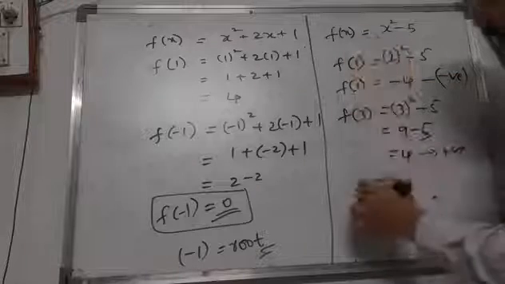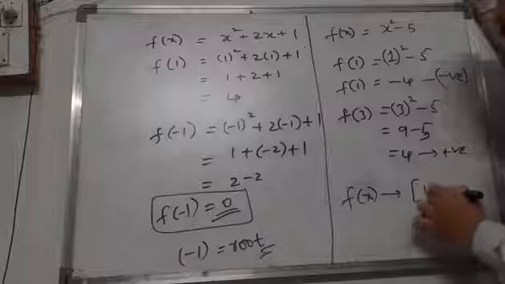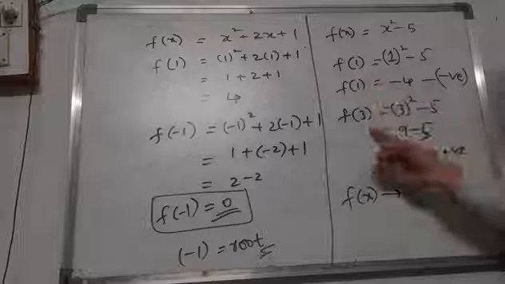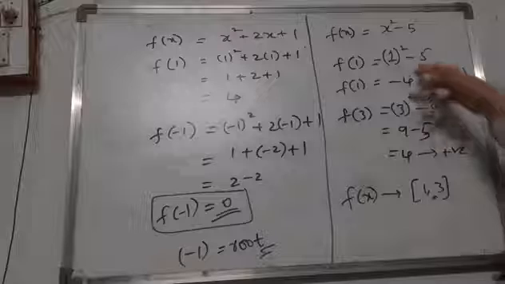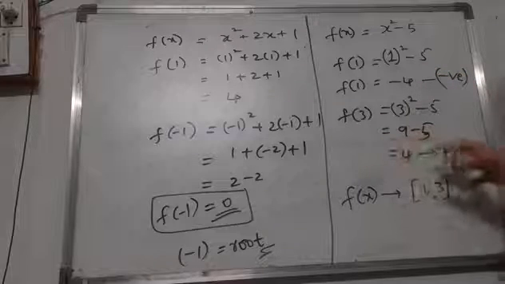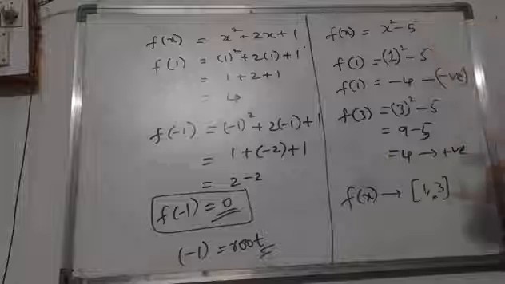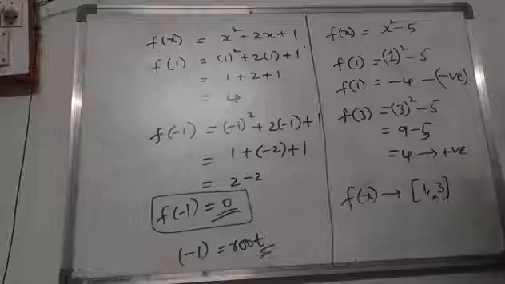Now this function is continuous between the interval 1 comma 3. If you take 1 you get a negative value, and if you take 3 you get a positive value. So the root of this equation lies between 1 and 3. Now how to find it? Let us see.